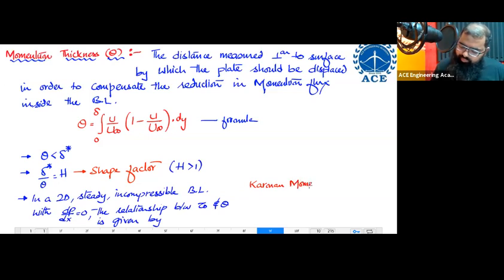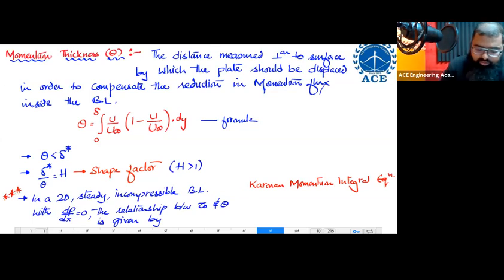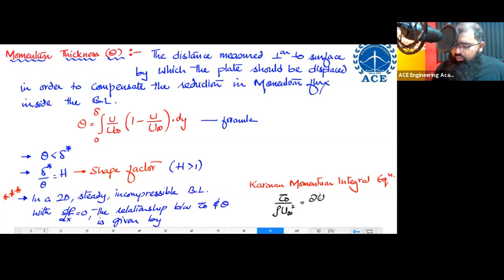Kármán momentum integral equation. Very important equation. Yesterday I told you that the heart of this particular topic can be an equation called Kármán momentum integral equation. That is what I'm mentioning over here. The relationship between tau naught, wall shear stress, and momentum thickness is given by the Kármán momentum integral equation. This is important. Questions have appeared in examination from here. The equation goes something like this: tau naught upon rho u infinity square is equal to dou theta by dou x. This is the equation.